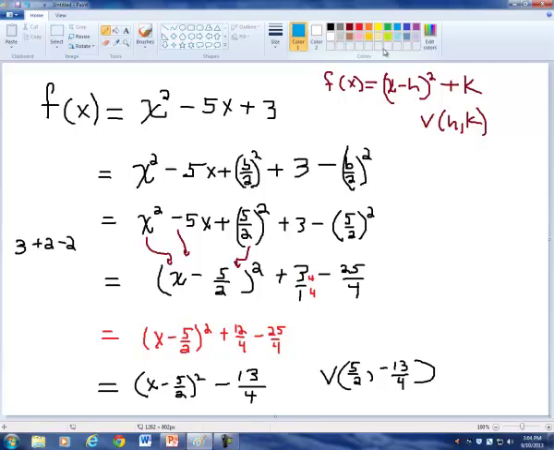But our equation in general form, or in standard form rather, our equation in standard form right here, and here's our vertex.